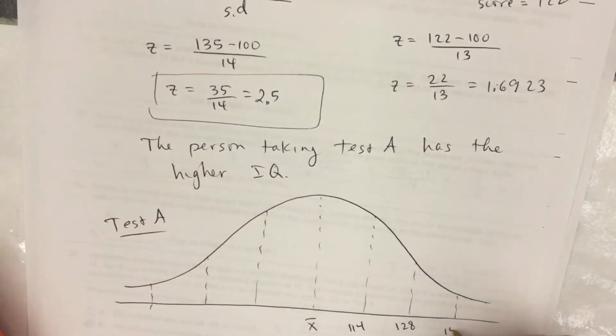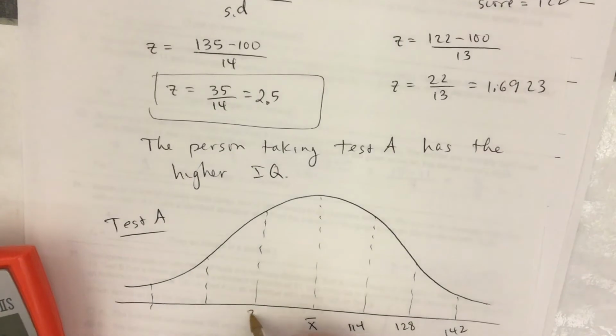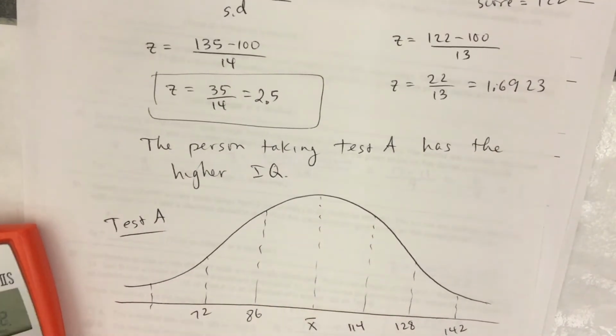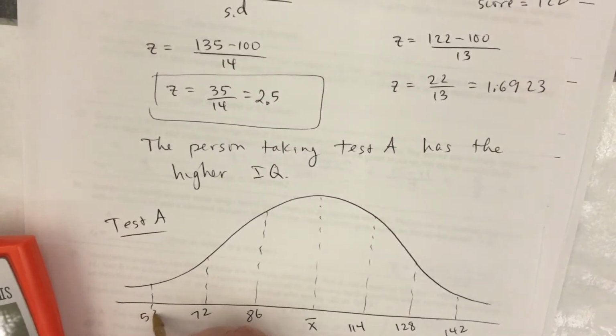it's 142. Going the other way, we'll subtract. So 100 minus 14 is 86. Minus 14 again is 72. Minus 14 again is 58.